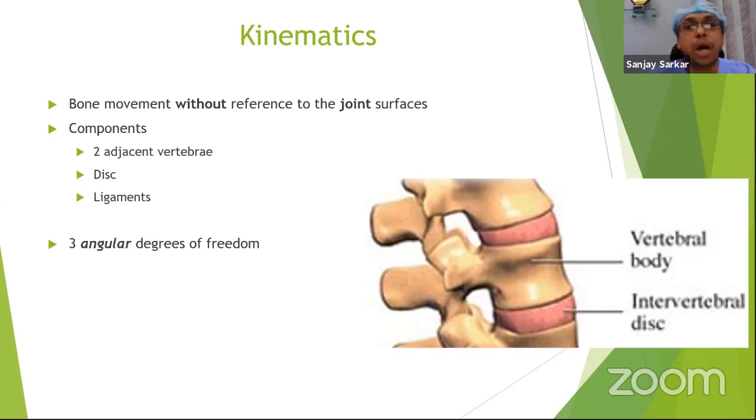Okay, the components. So essentially, a vertebral segment is basically two adjacent vertebra with a disc sandwiched in between. Two adjacent vertebra with a disc sandwiched in between. That's actually the spinal segment, and whatever soft tissues that should include ligaments and others, non-contractile and contractile elements that help to move the segment or the bone joint in this case.